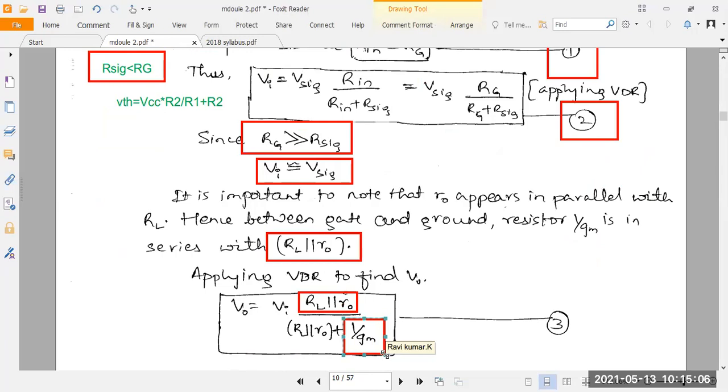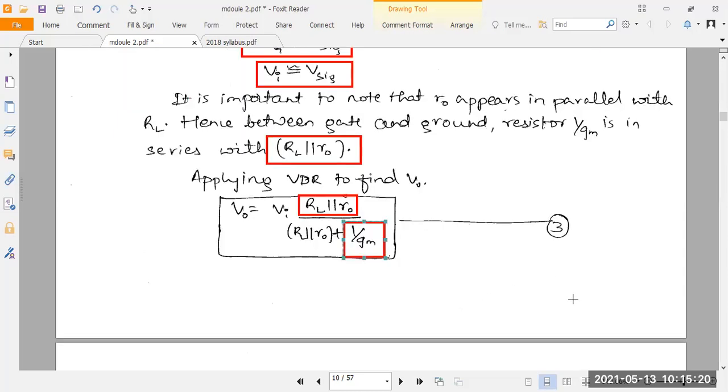So right now, the voltage divider rule for the V0 is VCC into R2 divided by R1 plus R2. Same thing, write it now for the circuit: Vi into RL parallel with R0, divided by RL parallel with R0 plus 1 by gm. Okay, RL parallel with R0 divided by RL parallel with R0 plus 1 by gm. That is equation number 3.